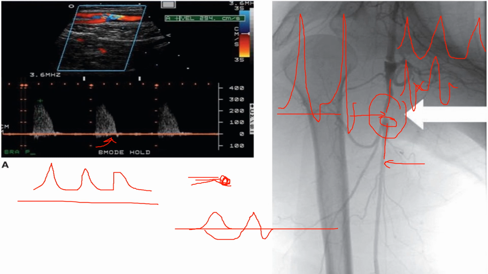Now, the waveform that you're seeing here on the left is another example of what we could see pre-stenosis, where that pressure is pushing it forward and then it's just coming to a stop and not moving at all until the next systolic beat.